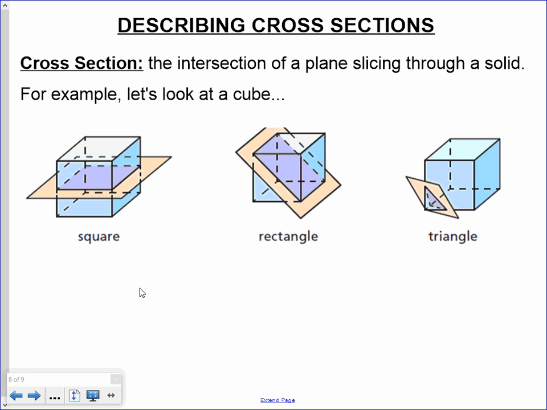So my example is an orange. Have you guys ever cut an orange in half? And when you cut the orange in half and pull it apart, what shape is the orange? It's a circle once you pull it apart. So they have the same shape here for each picture.